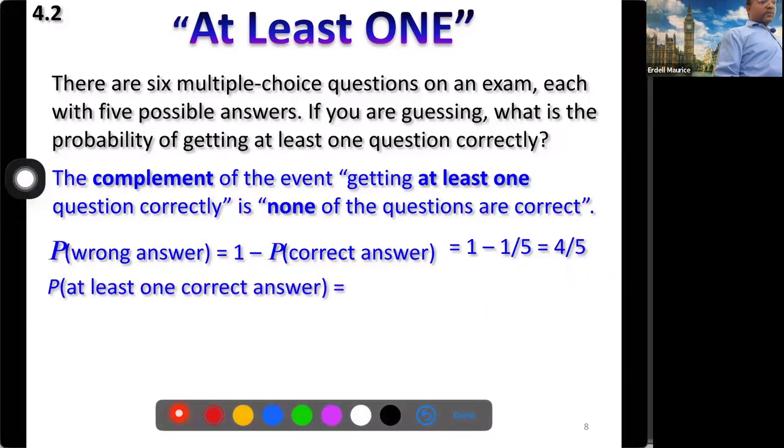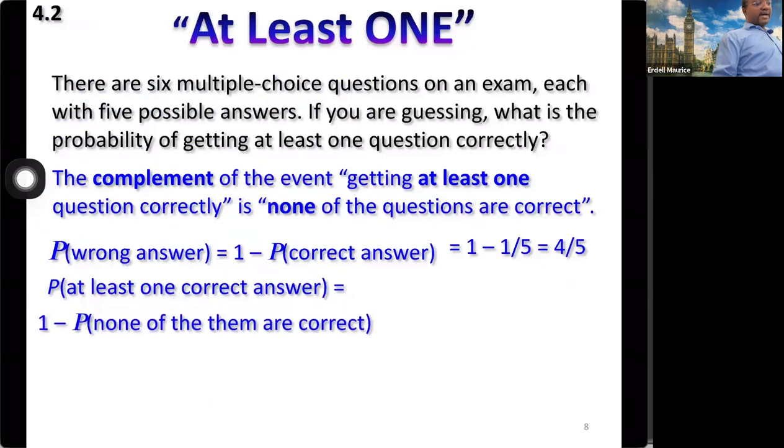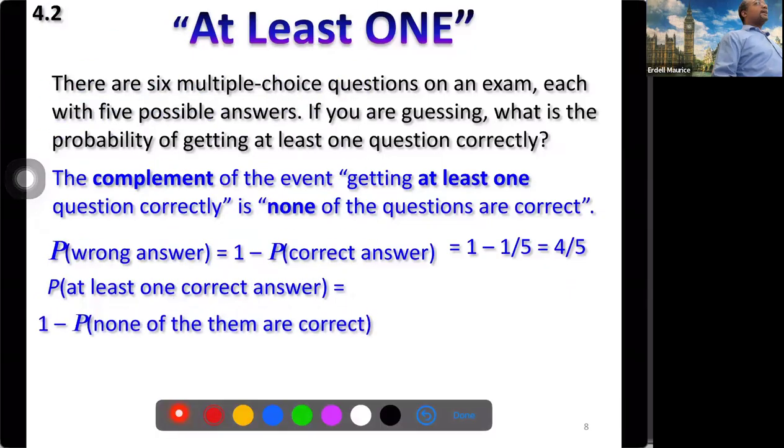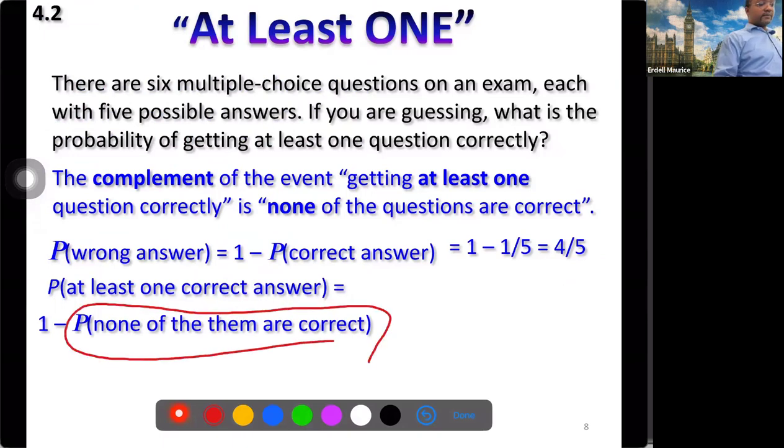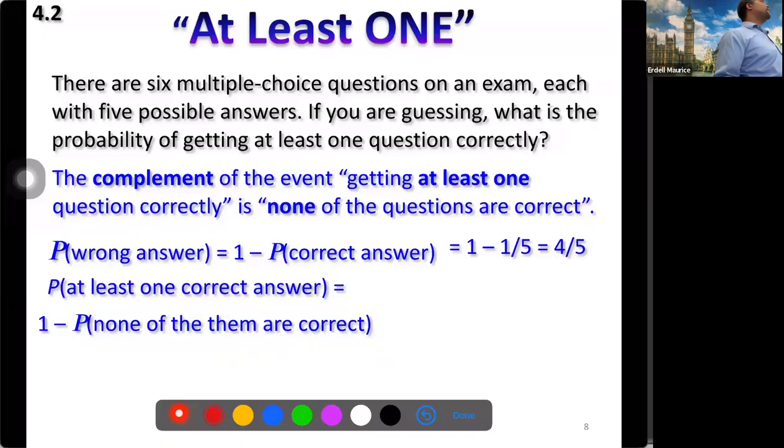So at least one answer correct is 1 minus none of them correct. Can somebody make a stab at how I find the probability that none of them are correct? Anybody can make a guess at that. How do I find the probability that I get none of them correct? I don't need the answer. I just need what to do. Anybody?